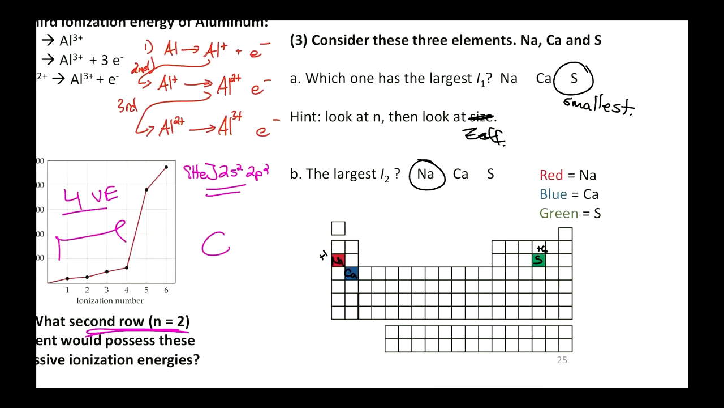Note here that calcium has 2 valence electrons, sulfur has 6. So you'll see fairly low numbers for the first 2 in calcium and the first 6 in sulfur. That's why we know that the second ionization energy for sodium will be the largest. See how we put it all together? Good. So that's the second trend.